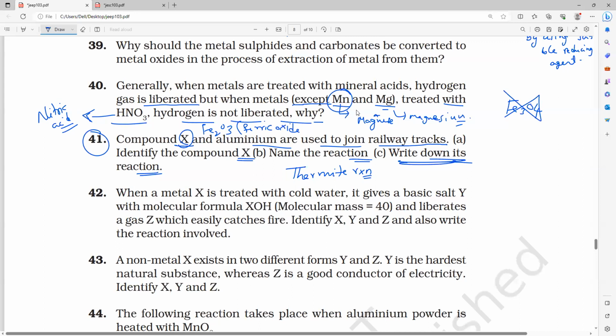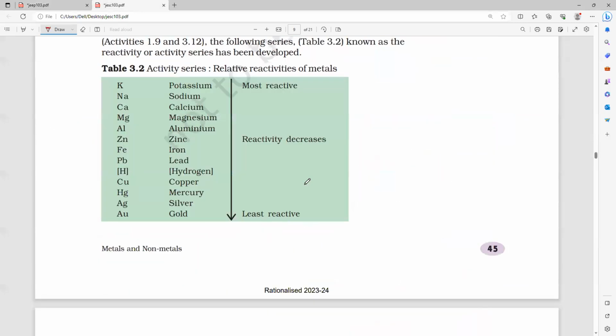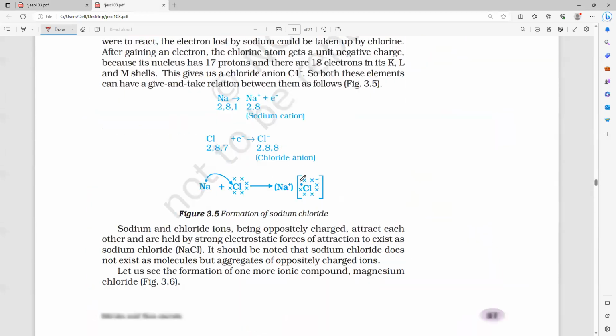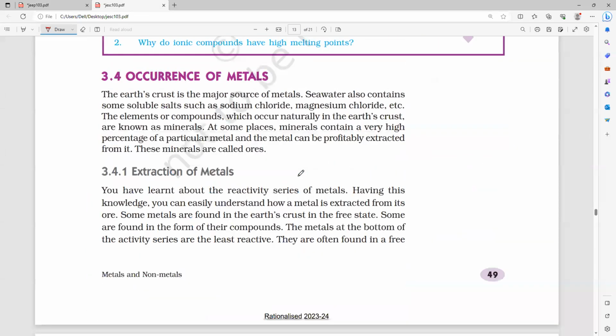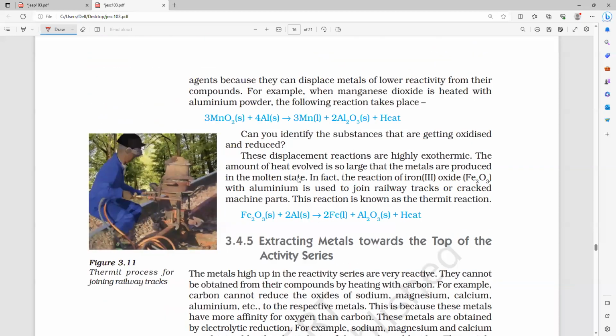Write down its equation. So what is the equation? You can notice it: thermite welding, iron 3 oxide. So we all know that is a very popular and very important equation. Actually, we have two, but I told you only one. See that thermite process for joining railway tracks, it is actually iron 3 oxide. What is the name? Ferric oxide. Ferric oxide is also called iron 3 oxide, Fe2O3.